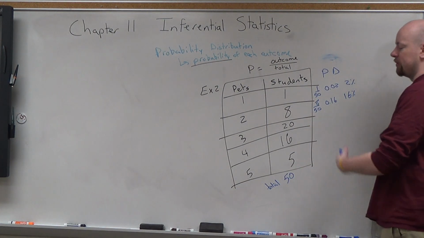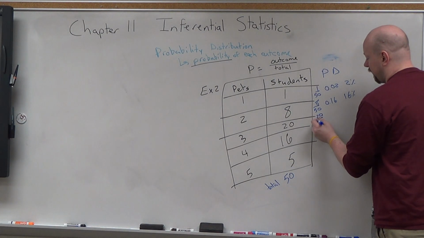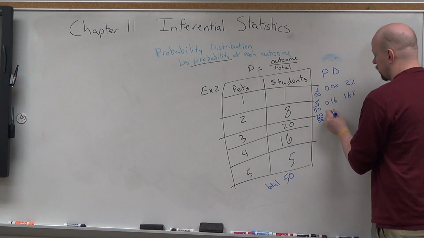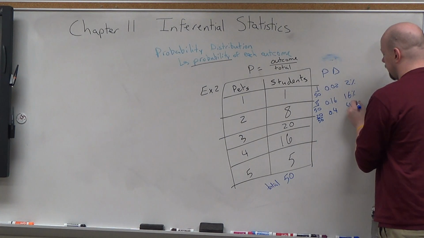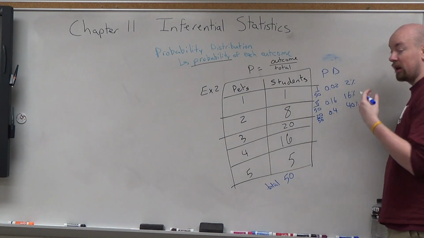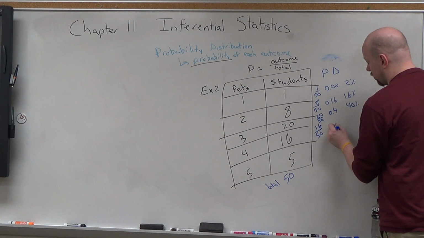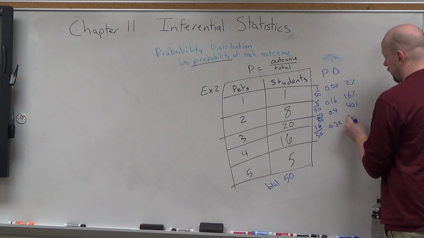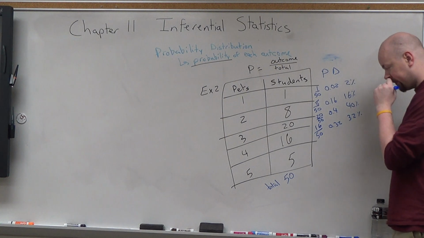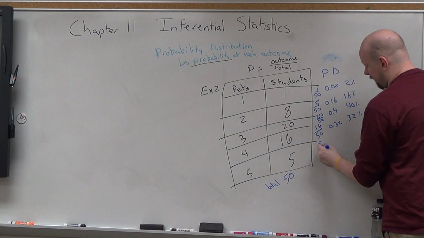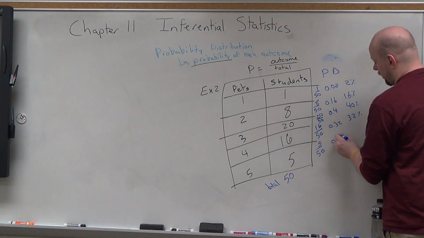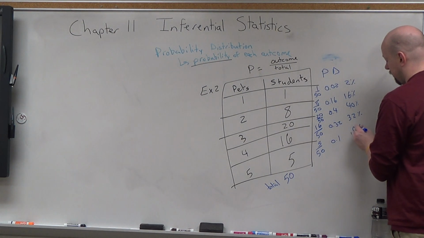What's the probability I pick a student with 3? That would be 20 over 50, or 0.4, or 40%. What's the probability I pick a student with 4 pets? 16 over 50, or 0.32, or 32%. And then 5, I get 5 over 50, or 0.1, or 10%.